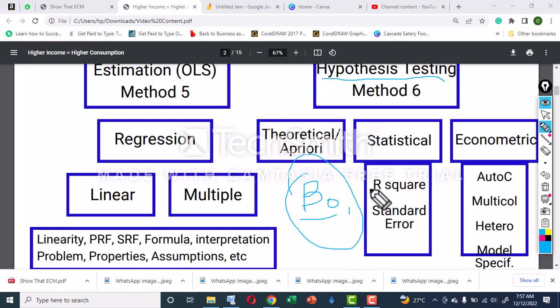In order to test it, we basically have 3 stages. We call them the criteria for judging the goodness of the parameter estimate. The 3 are the theoretical, which is also called a priori criteria, the statistical, and the econometric criteria. Now let me talk about the theoretical.